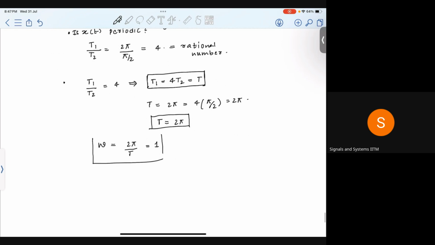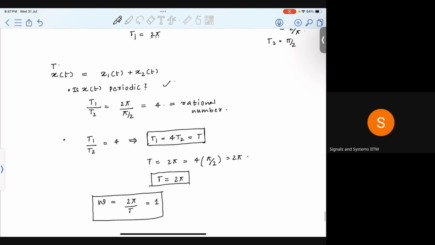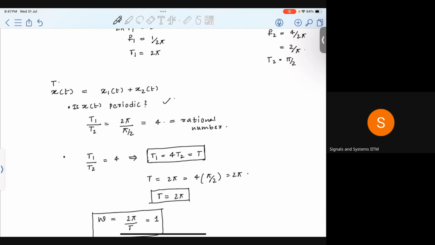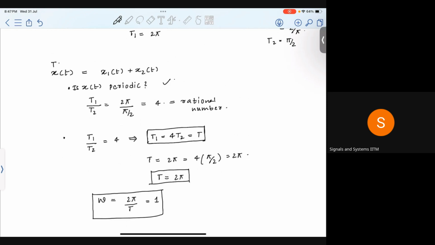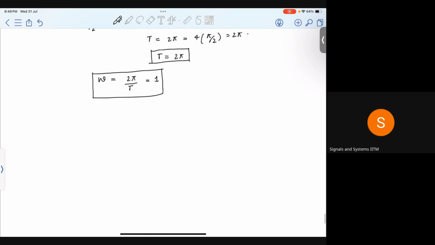Is that okay? First question. This is something we have seen in our early lectures. Is this okay? Yes, ma'am.